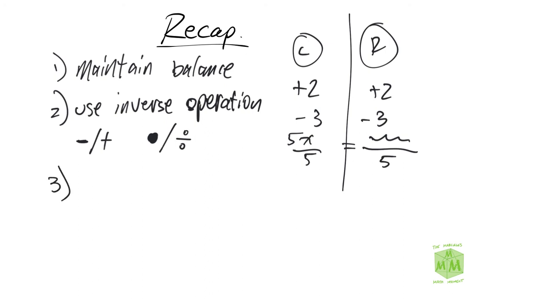And then number 3, if we need to distribute, we distribute first. That way our equation is easier to see and easier to work with, and we don't have to worry. We get rid of the parentheses right away.